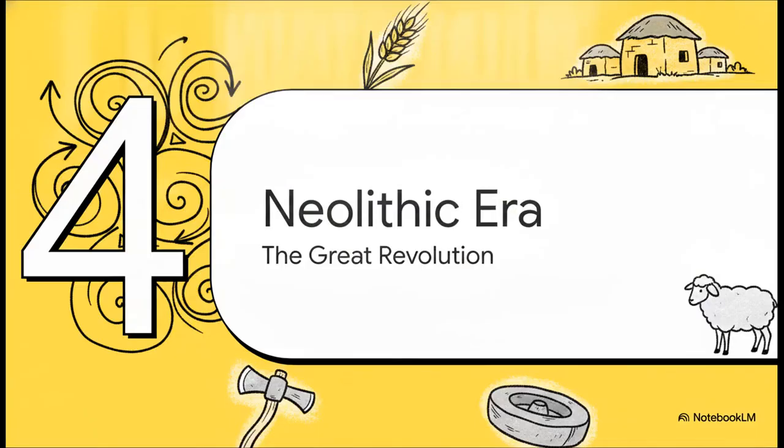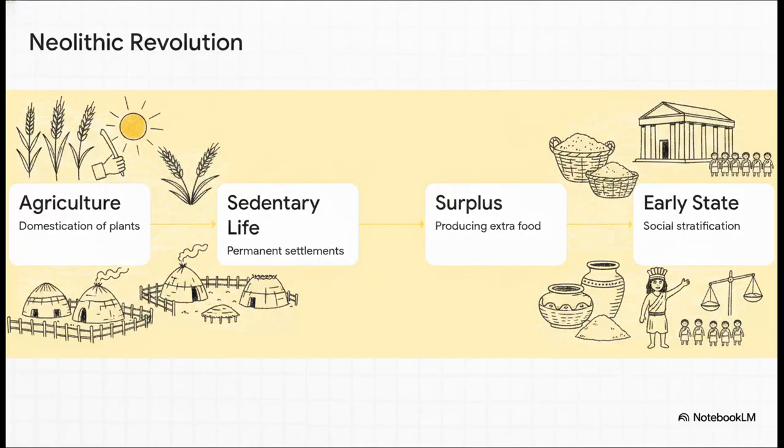Section 4. The Neolithic Revolution. Now, historian V. Gordon Childe coined a brilliant formula that perfectly captures the cause and effect of this era. It's a 4-step process. Step 1. Humans master agriculture, fully domesticating plants. Step 2.